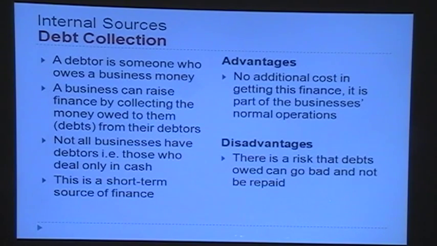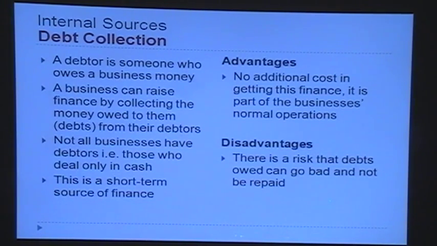Another source of finance is debt collection. A debtor is someone who owes money to a business. A business can raise finance by collecting the money owed from debtors. This is a short-term source of finance. Look at the advantages. No additional cost in getting this finance. It is part of the business's normal operations.